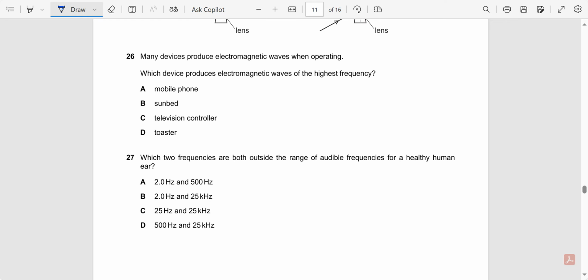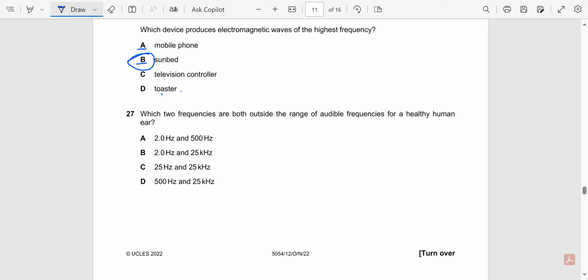Many devices produce electromagnetic waves when operating. Which device produces electromagnetic waves at the highest frequency? Mobile phone uses radio, which is of a higher wavelength, but it is of least frequency. Sunbed is UV, which can be a good option. Television controller is infrared. Toaster also uses infrared, so it's only the sunbed.